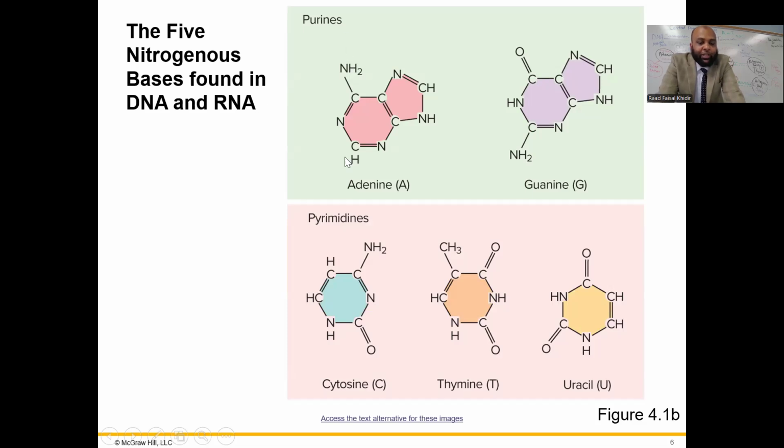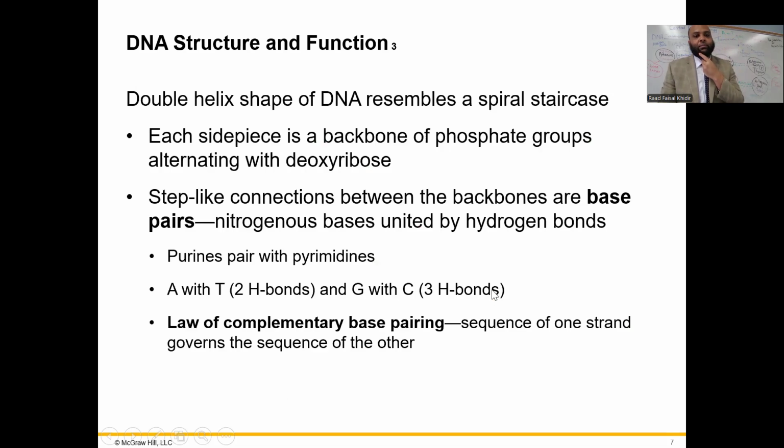The 5 nitrogenous bases found in DNA and RNA. You see the purines? Purines are adenine. It has 2 rings. You see the first ring, second ring, and the guanine has purple ring and purple ring. Now let's look at pyrimidines. Pyrimidines are your cytosine, thymine, uracil, and they have the longer name, but they actually have only one ring.